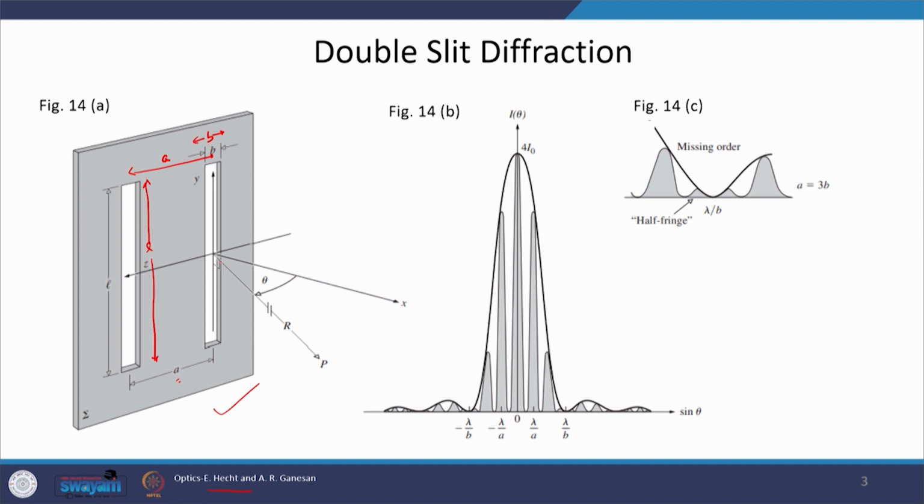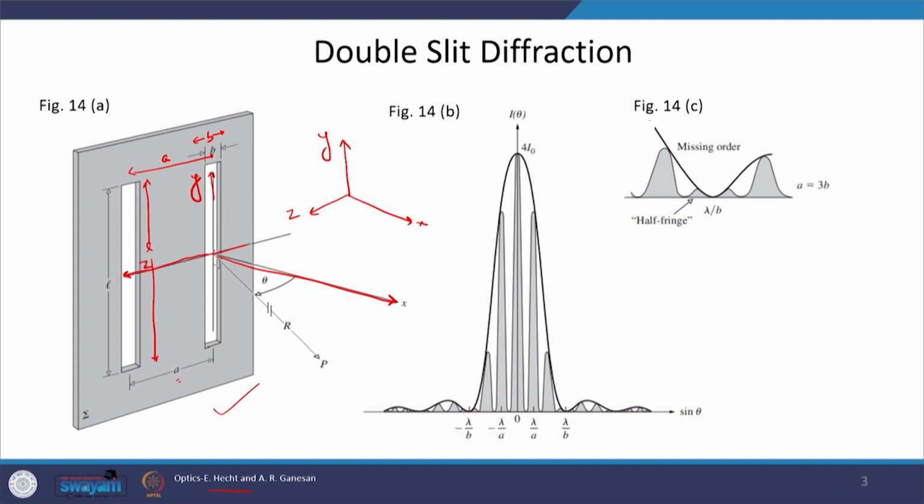Now, also pay your attention to the orientation of axes. The x axis is in this direction, and the z axis is in the plane of this aperture, which is your double slit, and y is pointing upward, which is shown here. I will just draw it for clarity. Y is in this direction, x is here, and z is in this direction.